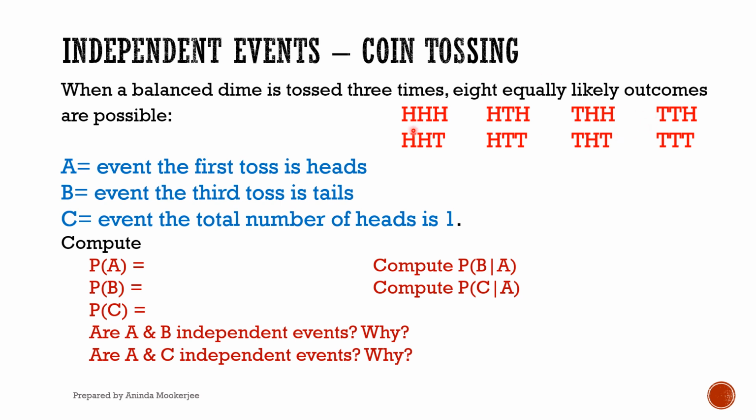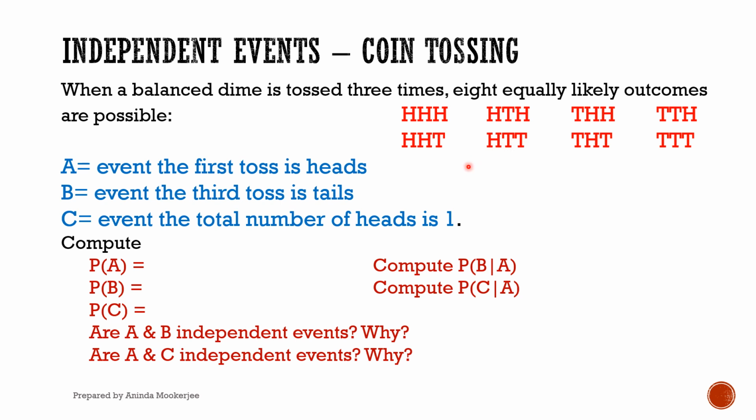You can get head, head, head. So all 3 tosses could give a head, or you could have a head in the first toss, tail in the second toss, and again head in the third toss. Or you can have a tail at the first toss, then a head and a head in the 2 other tosses, then T, T, H. So these are all possible combinations of tossing a coin 3 times.